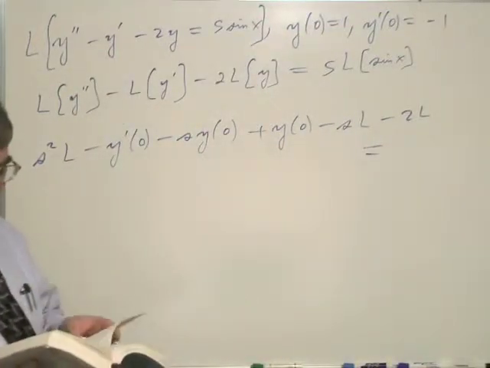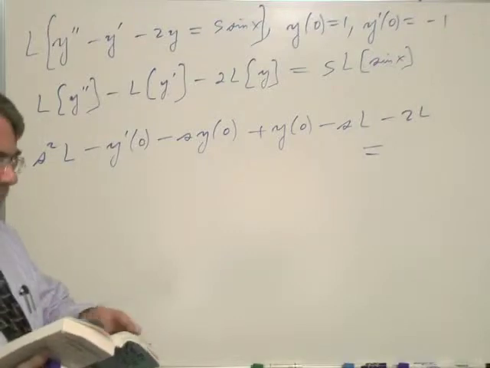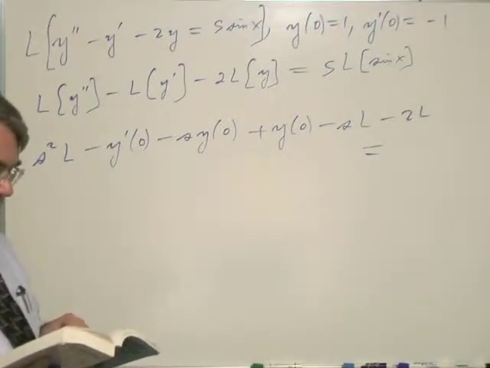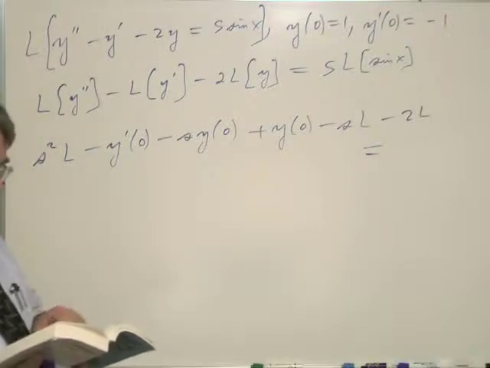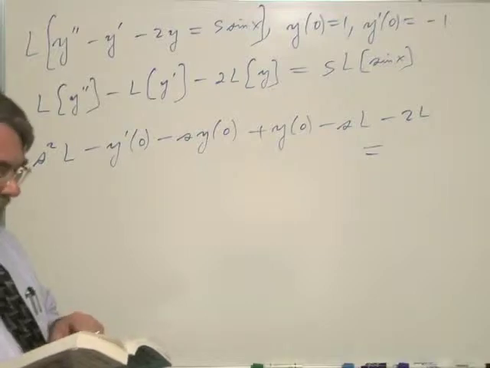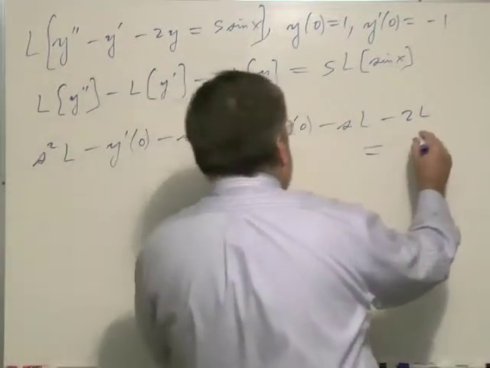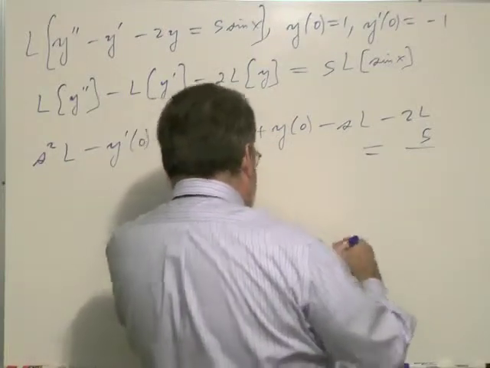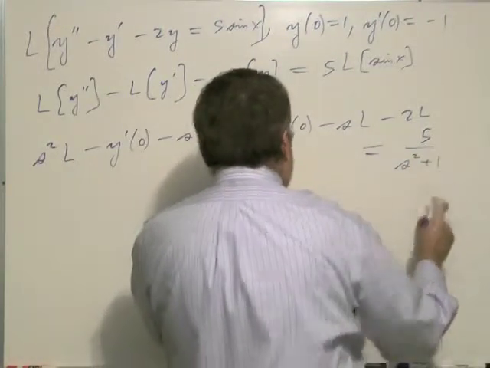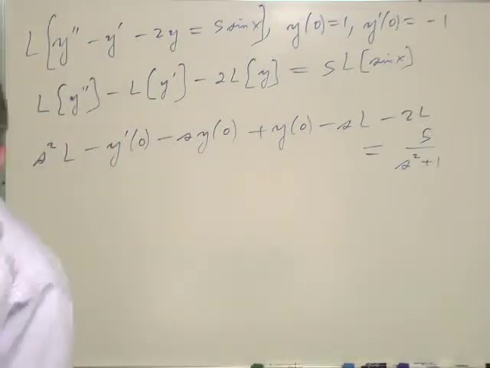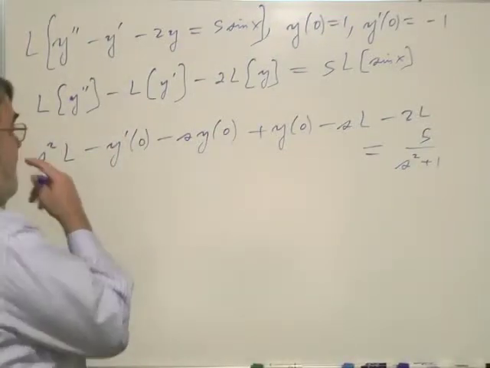I want to make sure I get that right, so I go back to my table, and sine of 1 times x would be 1 over s squared plus 1. It's really a 5, because we're multiplying by 5. So this equals 5 over s squared plus 1. There we go. So let's solve for L.